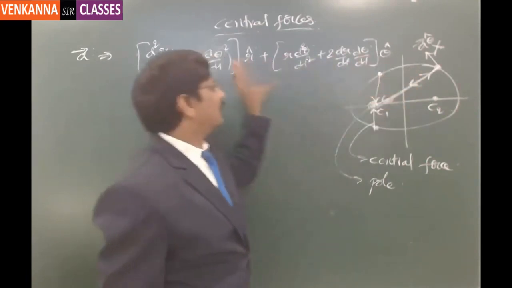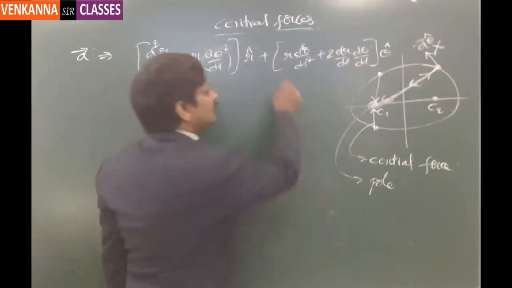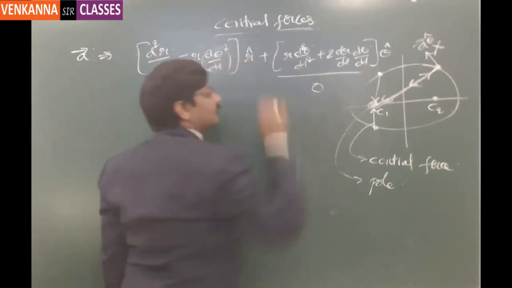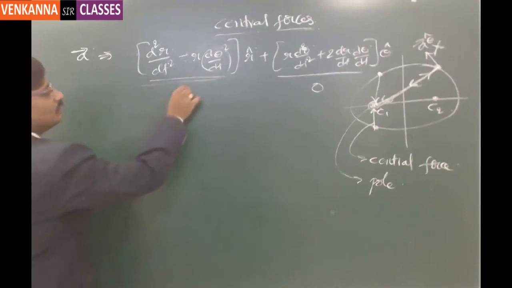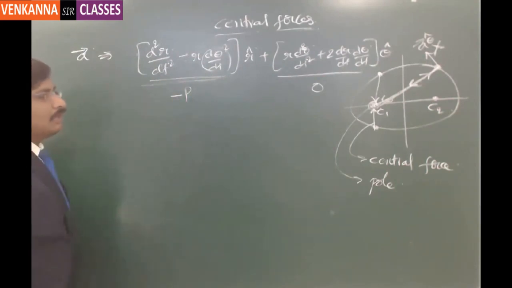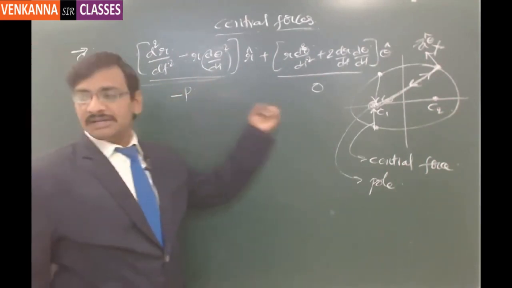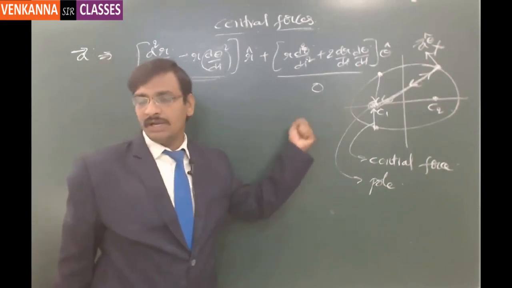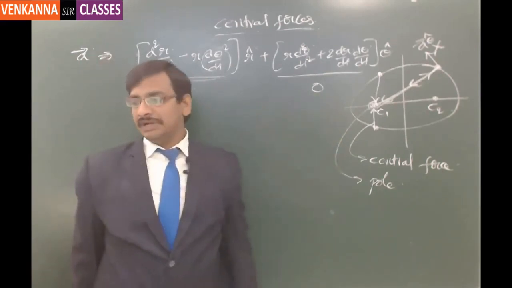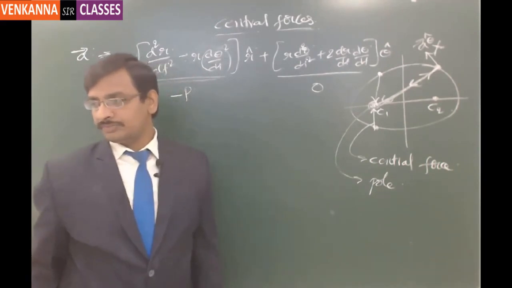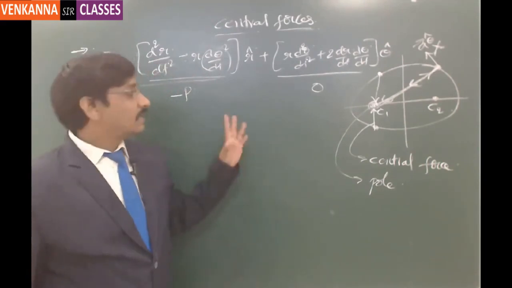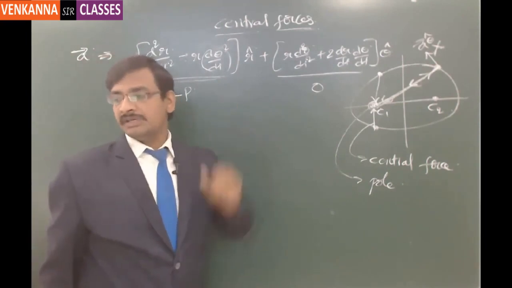Now from this relation of the planar motion, this term is going to be 0 and this will always be there. And this acceleration we usually call as minus p, because this radial acceleration is always directed towards the center, which is the negative direction of the radius. Got it? Understood or not? So these are the specific conditions of the central force.